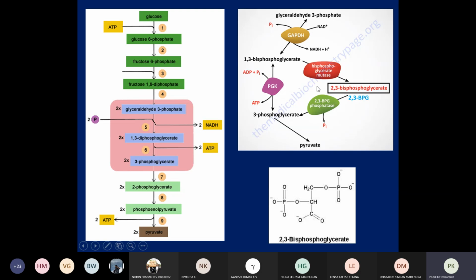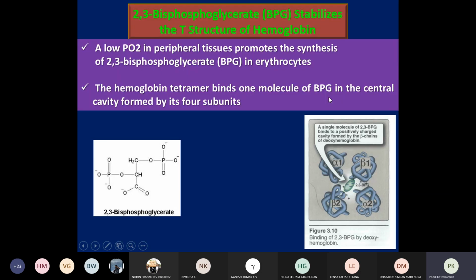The red blood cell synthesizes 2,3-BPG, and here you can see that when hemoglobin moves from the lungs to the tissues, in the lungs the partial pressure of oxygen is 100 torr, whereas in the tissue the partial pressure of oxygen is only 20 torr.